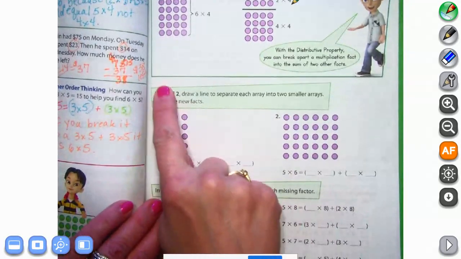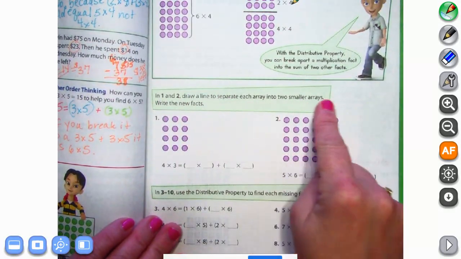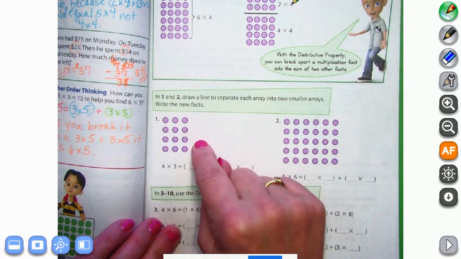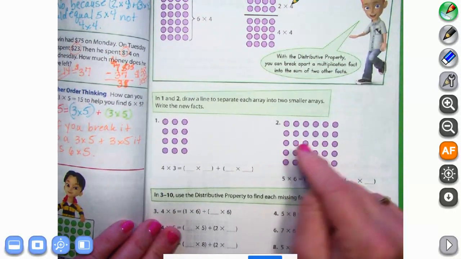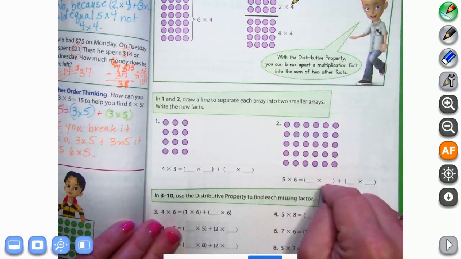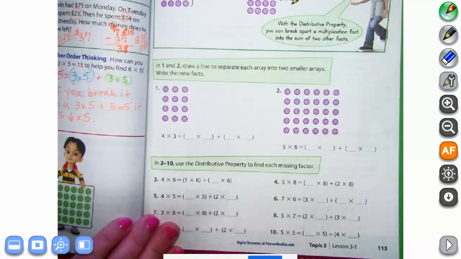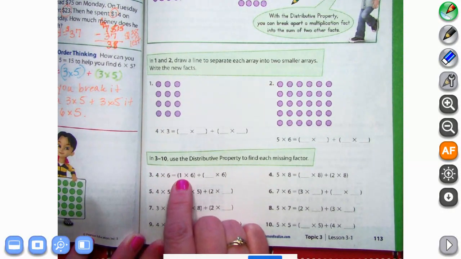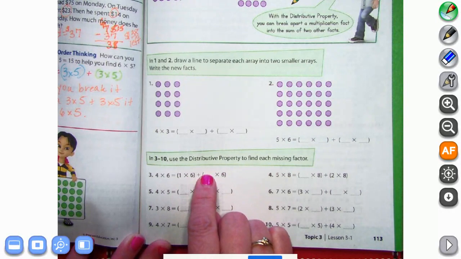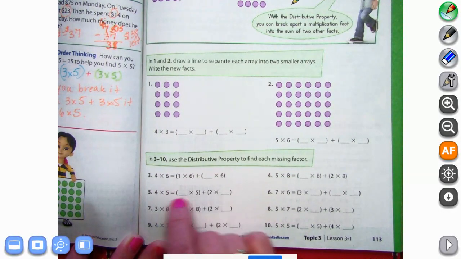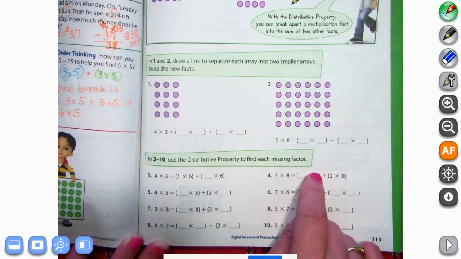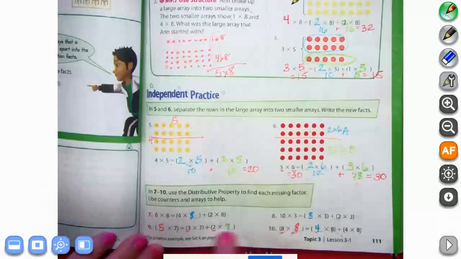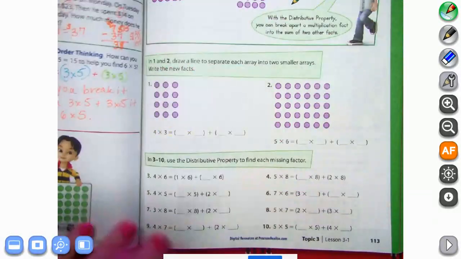So when you're looking here, in 1 and 2, draw a line to separate each array into 2 smaller arrays. Write the new facts. You can draw a line to separate this array however you want to, and then do your problems. Same here. Separate your array into 2 smaller ones and write them in. Then at the bottom, it gives you 4 times 6 equals 1 times 6 plus what? What plus 1 will give you 4? So you're going to fill in those missing ones all along here, just like we did on page 111, where we did that down here. Okay, that's going to be your homework on that.